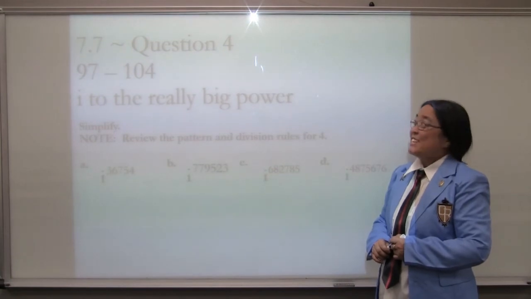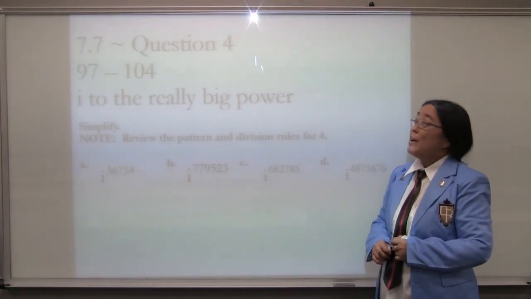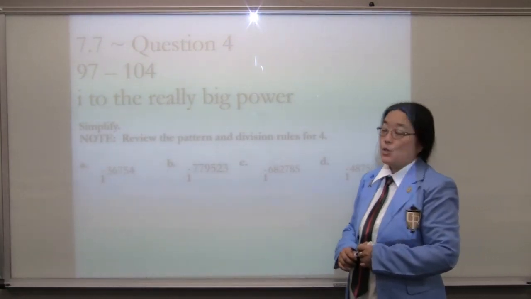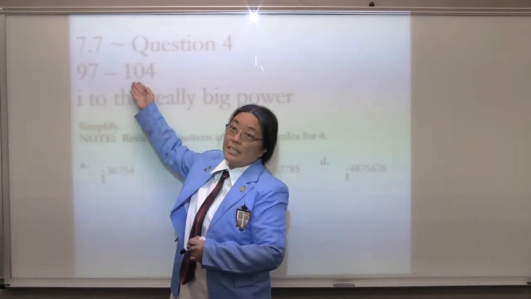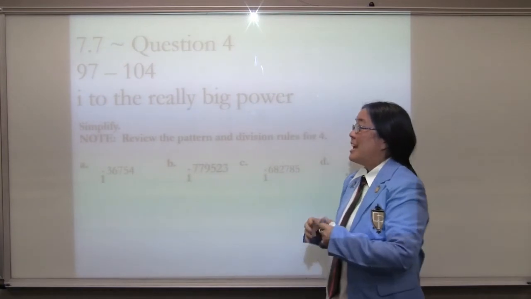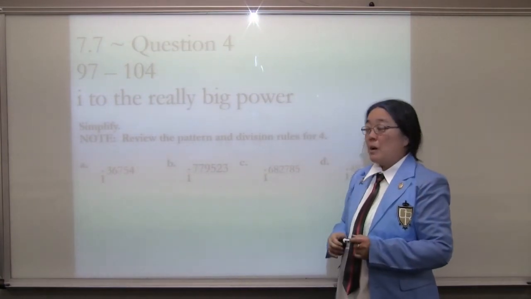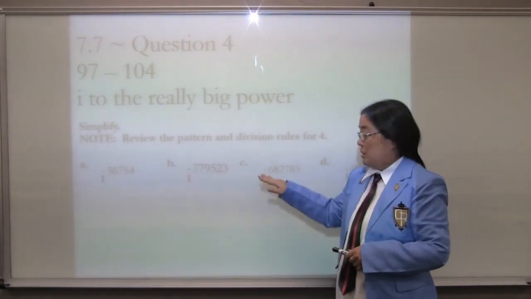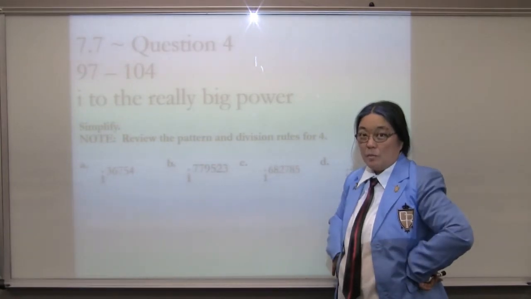Chapter 7, Section 7, Question 4. If you want to find problems like this in your textbook, look at problems 97 to 104 in Chapter 7, Section 7. This is about i to the really big power. Are my i powers a lot larger than in the book?